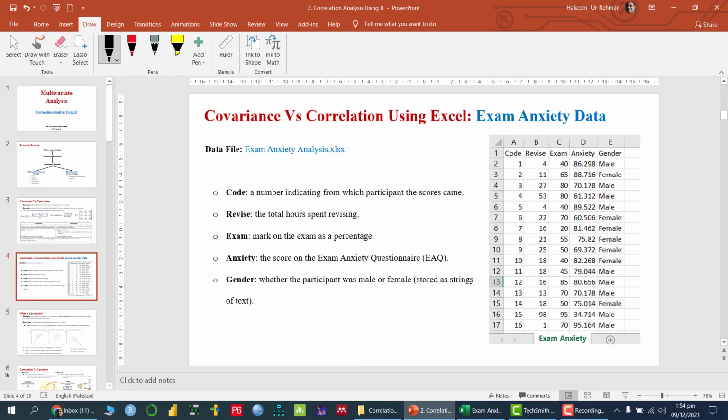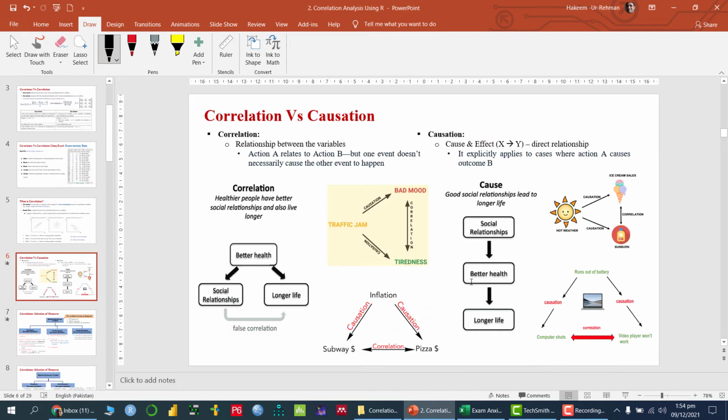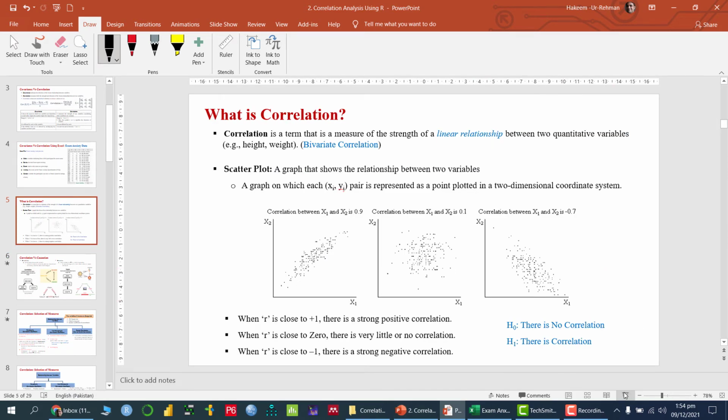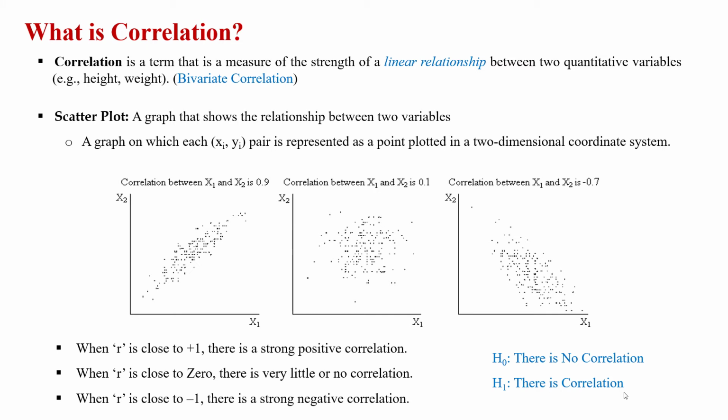Now let's discuss a bit more about correlation. As we have already discussed, correlation basically quantifies the strength of the relationship between two variables, and the relationship must be linear for correlation to be able to quantify it.